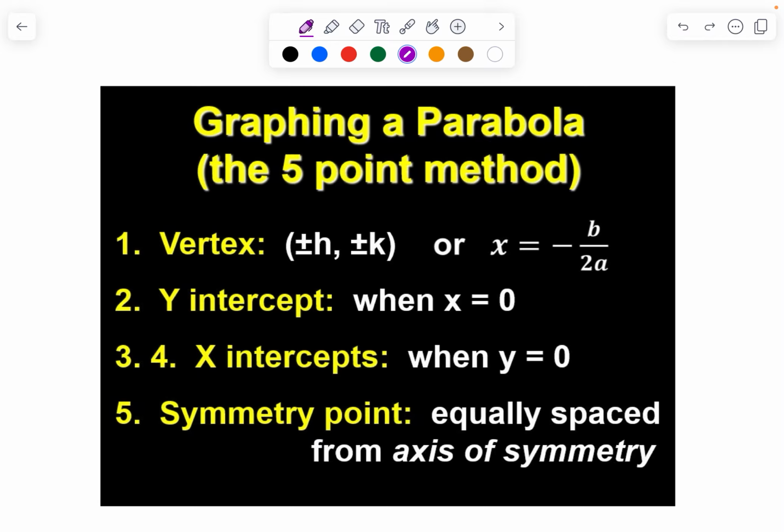How about the y-intercept? That's a popular point. That's always when x equals 0. The x-intercepts, those are popular points too. That's when y equals 0. And I'll help you understand this symmetry point. The truth is there's a lot of symmetry points, but we're going to find a symmetry point that typically is symmetrical with the y-intercept.